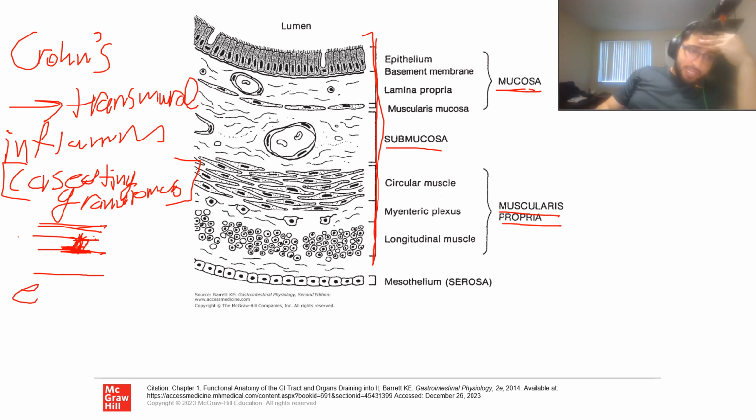And that would be the enteric fistula. I'm not going to go too deep into this. There are other organs that can be involved. Skin can be involved. The anus can be involved. So Crohn's can affect anywhere from the mouth to the anus.